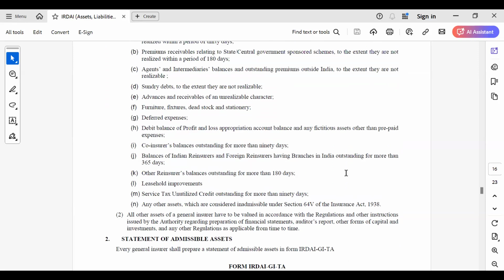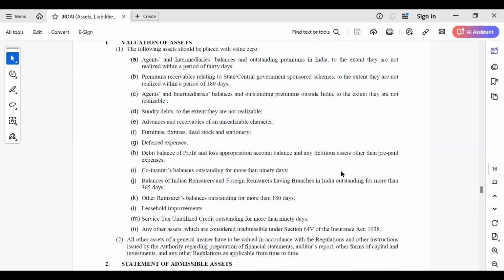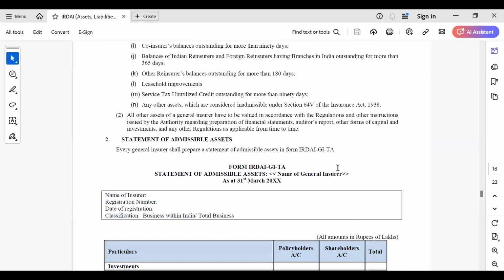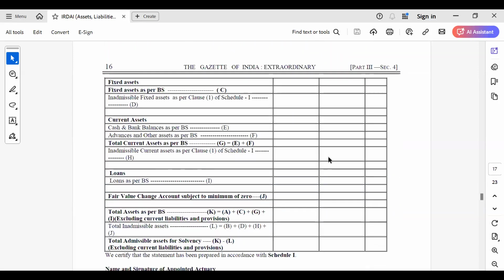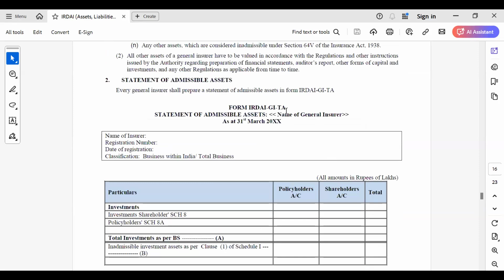Other assets have to be taken in the calculation of valuation of assets. Liabilities have to be taken fully. These are the formats to be filled. You can remember the format name. TA means total admissible assets.